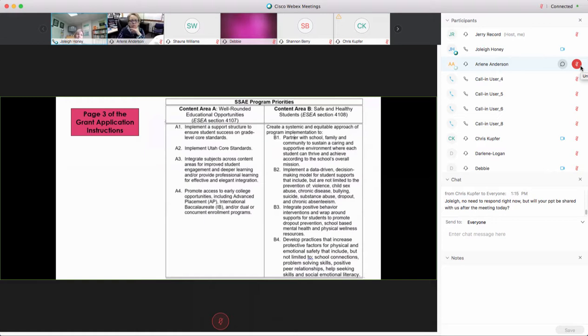So you can actually say that our grant application is going to focus on the goal of implementing Utah core standards, which is A2, as well as B3, which is integrating positive behavior interventions and wraparound supports for students to promote dropout prevention, school-based mental health, and physical wellness resources. So your grant application can address one or multiple priorities that are listed here. Again, you just want to make sure that your priorities connect to your needs assessment, and that both of those things then connect to your work plan.